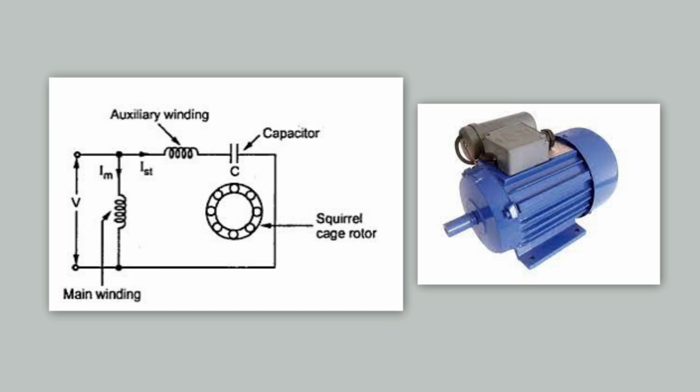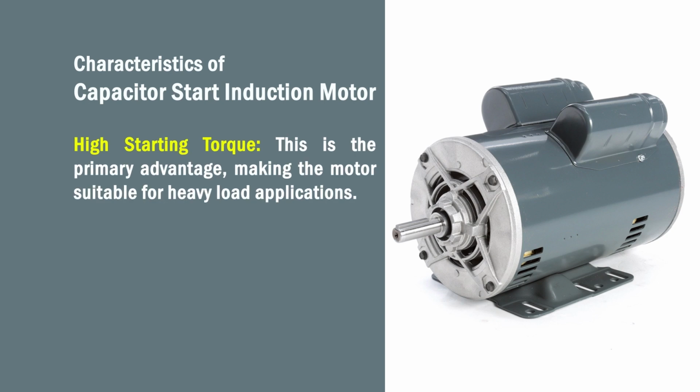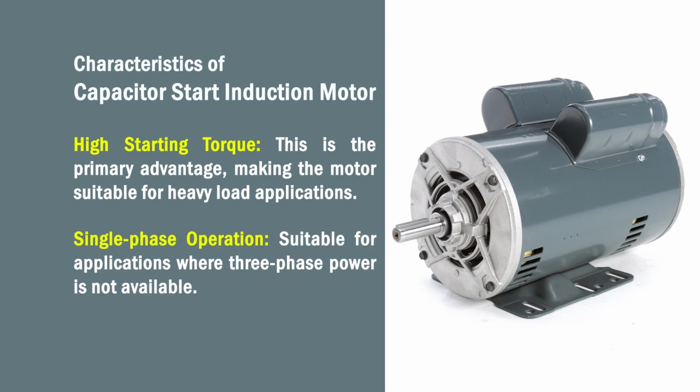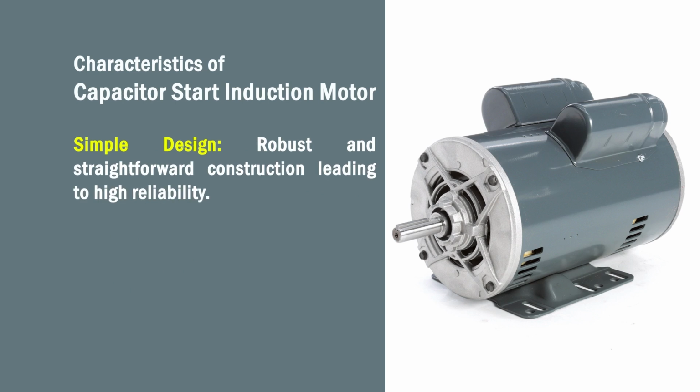Next figure shows the actual picture of the capacitor start motor. Here we can see a capacitor connected to the motor. The characteristics of capacitor start induction motors are the high starting torque, that is, this is the primary advantage making the motor suitable for heavy load applications. It is having single phase operation, that is suitable for applications where three phase power is not available. It is having simple design, that is the robust and straightforward construction leading to high reliability.